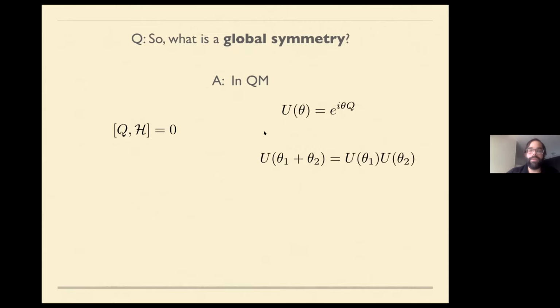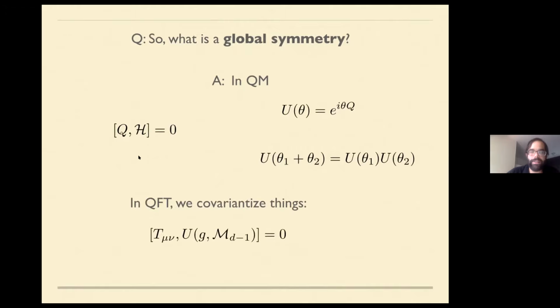What is a symmetry in quantum field theory? Well, if you're doing quantum field theory, you want to covariantize the above, right? So you've got to covariantize this equation. And to do that, you'd better replace the Hamiltonian by the stress energy tensor. And if we choose to write things in terms of unitary operators rather than the symmetry generators, then you get a set of unitary operators that depend on some group element G. Here G is a placeholder for what I wrote as theta. Here is just emphasizing that this operator satisfies a group law.